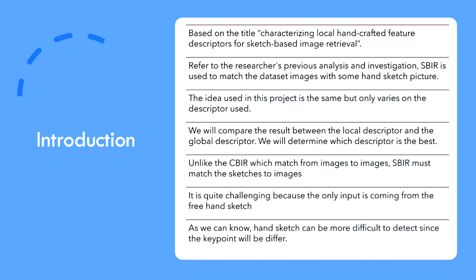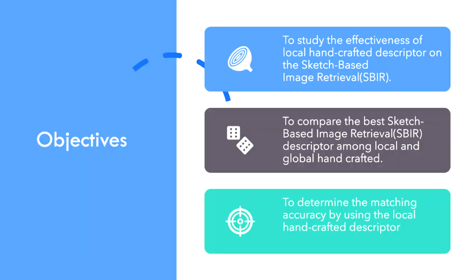So we move to the objectives. The objectives of this project are, first, to study the effectiveness of local handcrafted descriptors for sketch-based image retrieval. Second, to compare the sketch-based image retrieval descriptors among local and global handcrafted. And the third one, to determine the matching accuracy by using the local handcrafted descriptor.